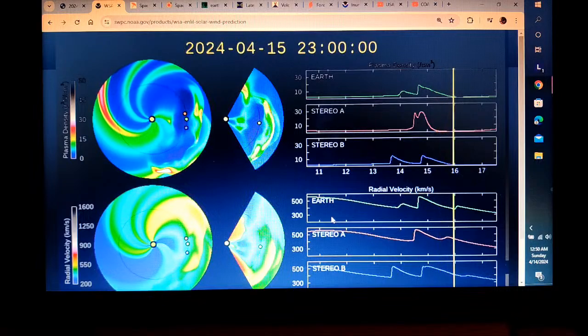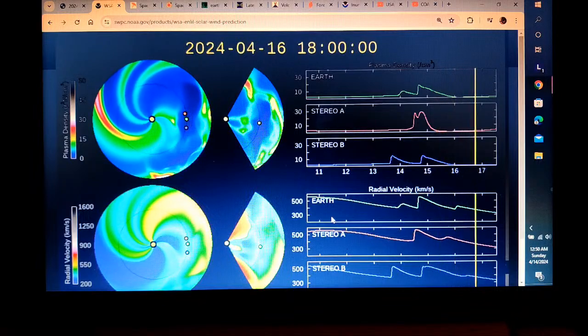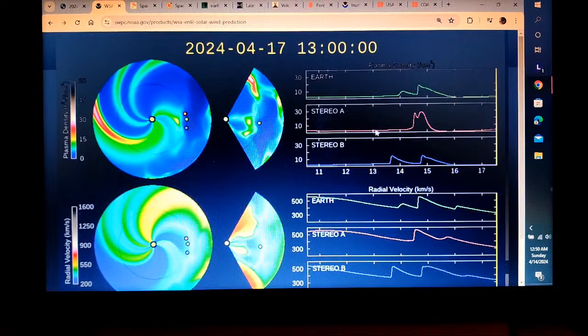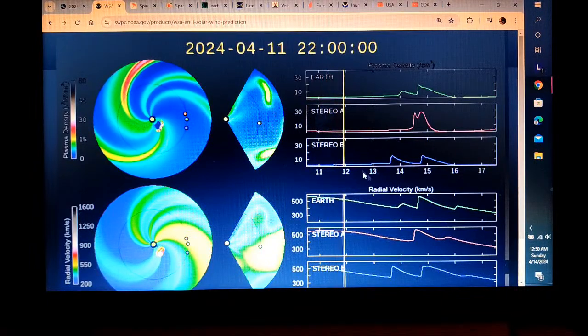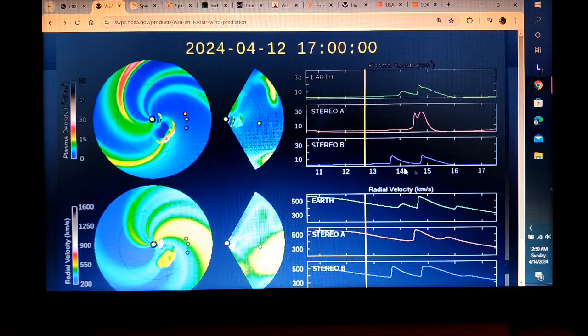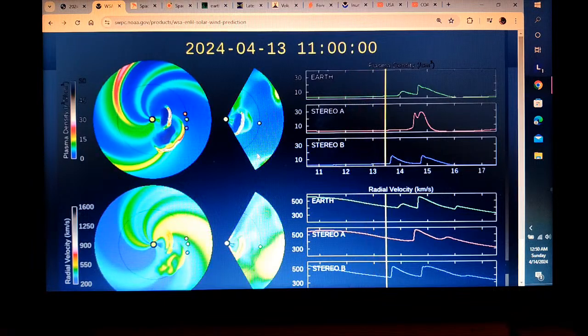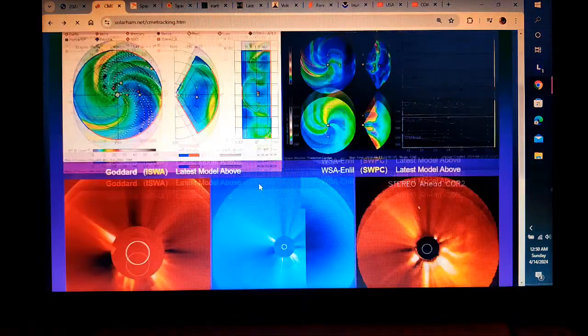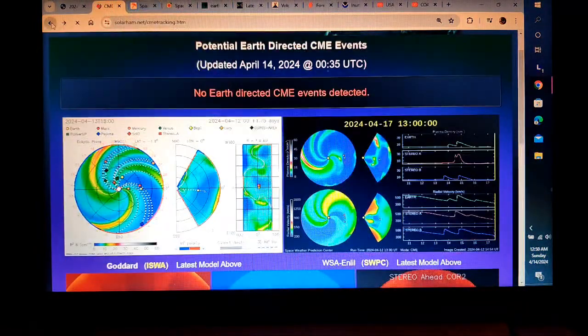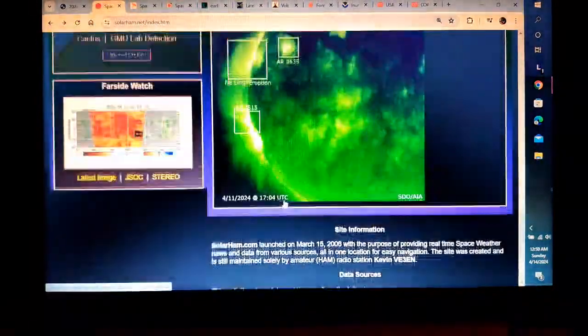All right, so those are our next 2 days, the 14th and the 15th, the two geomagnetic storms. See little bumps right there? That's at STEREO B, but it's a representation. Okay, so there is that. Let's move on out of this. Let's get on over to spaceweather.com.